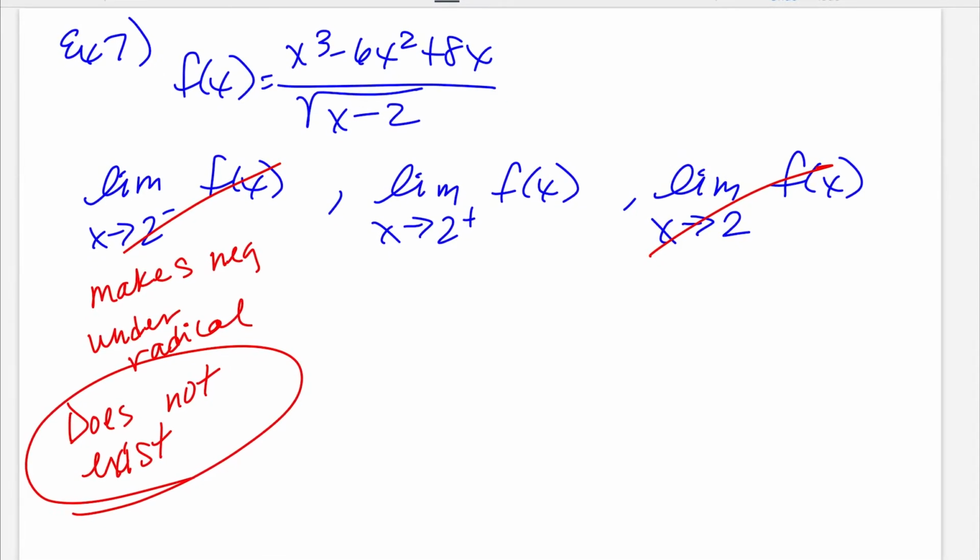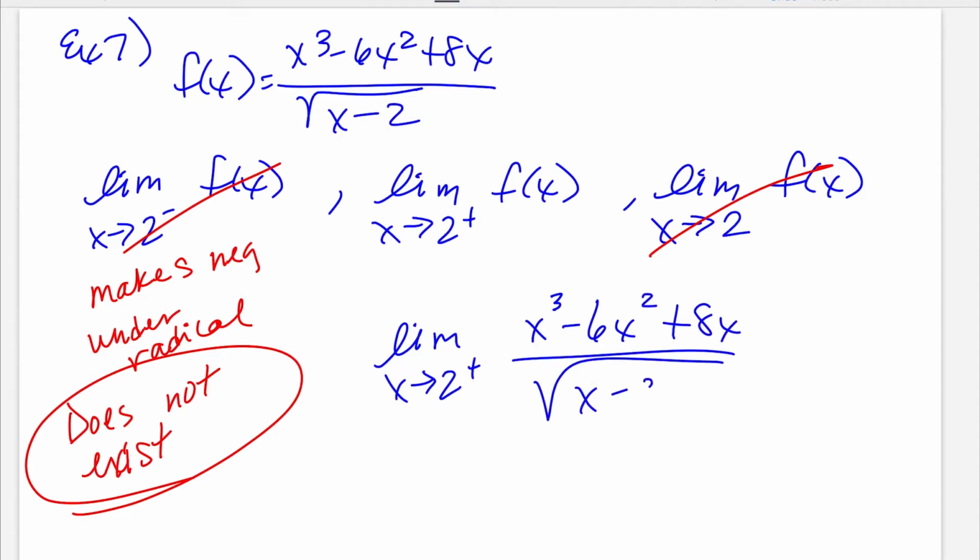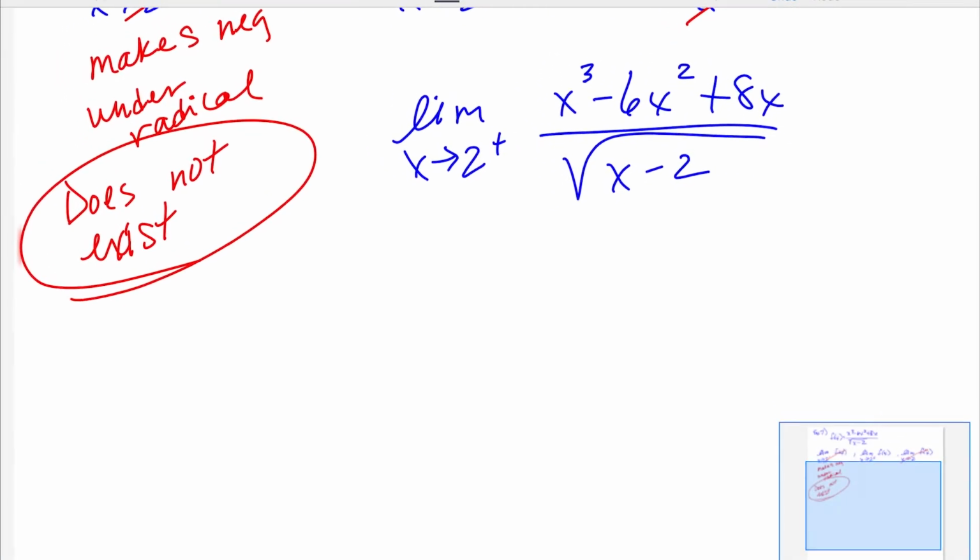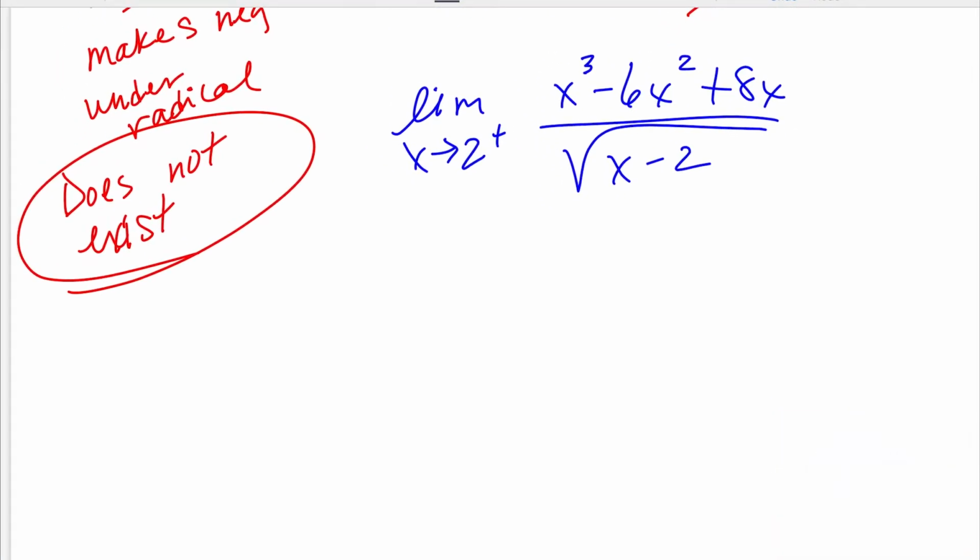So I'm going to scoot this down a little bit, and we'll make this happen. So my limit as x approaches 2 from the right, let me write this: x cubed minus 6x squared plus 8x all over the square root of x minus 2. Okay, if I'm approaching from the right, and I just straight up plug that 2 in here, that's going to give me that 0 in the denominator. And that's my issue. So if just plugging it directly in gives me that 0 in the denominator, then I have to do work.